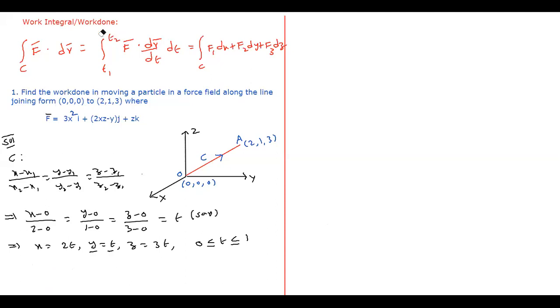Therefore, your x bar is so. What is your position vector? R bar is xi bar plus yj bar plus zk bar. But what is x now? 2t i bar plus t j bar plus 3t k bar, where 0 is less than or equal to t less than or equal to 1.